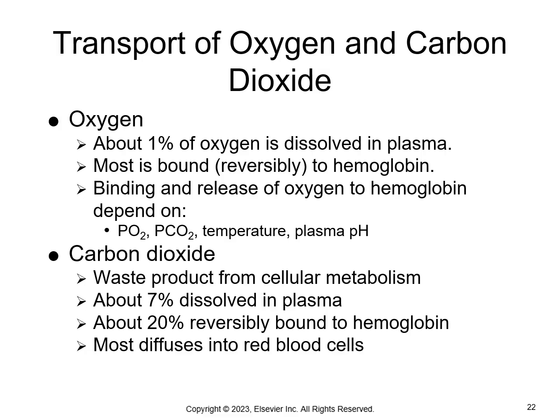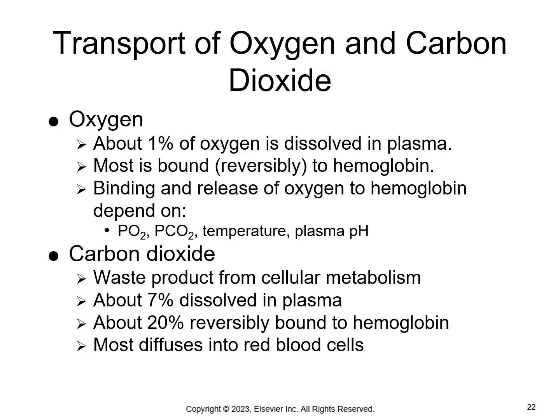Dissolved oxygen is always available in the plasma, ready to diffuse into the cell. The rate at which the hemoglobin binds or releases oxygen depends on factors such as the partial pressure of oxygen or the PaO2, the temperature, and the pH.